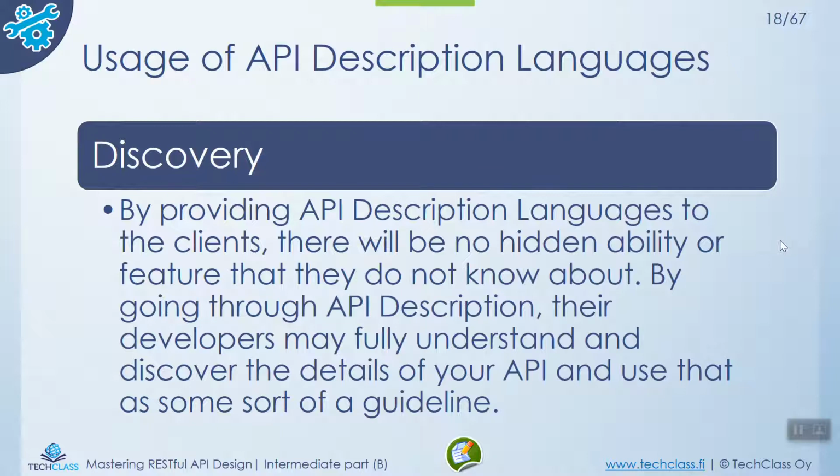Well, you may say, oh, I want to hide something from the developers. But why should you? Because at the end of the day, you're developing your API for them to use. So what's the point of hiding that? They should know everything about your API. Of course, I'm not talking about the username and password of your database. It's not going to be included there. It's all about working with your API. So it's a great way to make them discover your API and work with it, and they can use it as some sort of a guideline for that purpose.